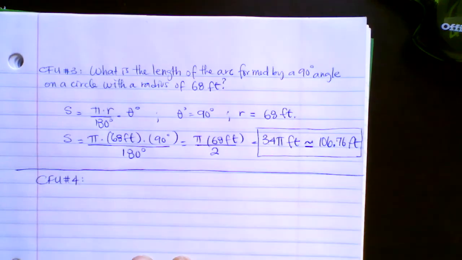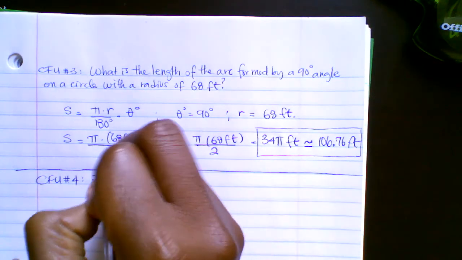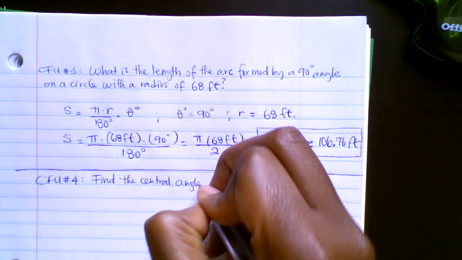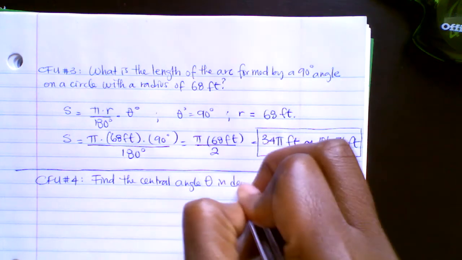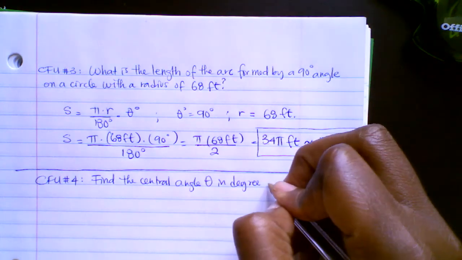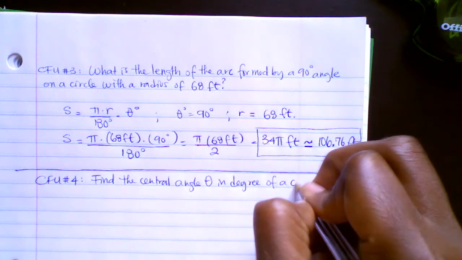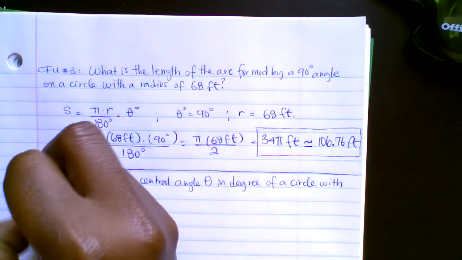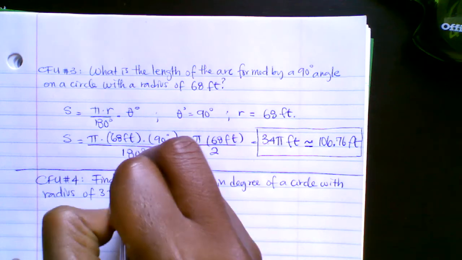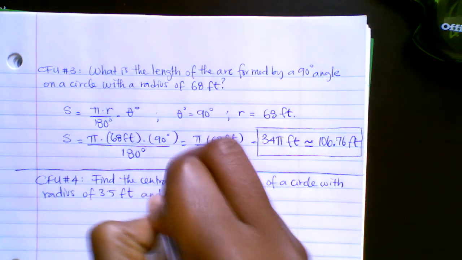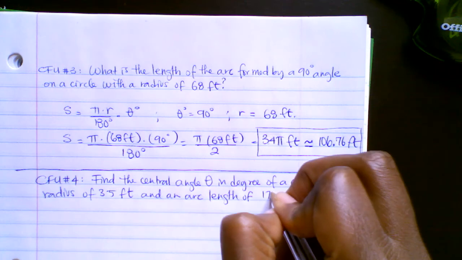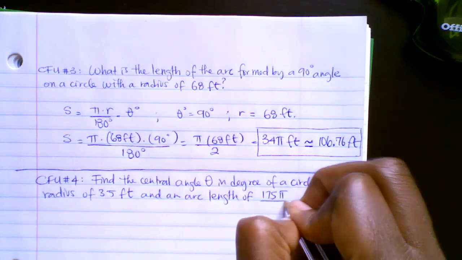Okay, for CFU number 4, this time around, I'm asking you to find the central angle, theta in degrees, of a circle with a radius of 35 feet and an arc length of 175 pi over 12 feet.